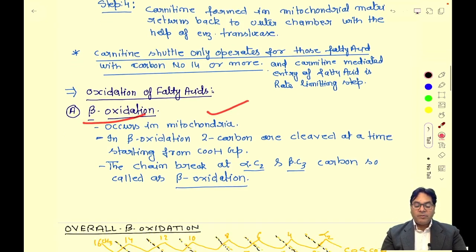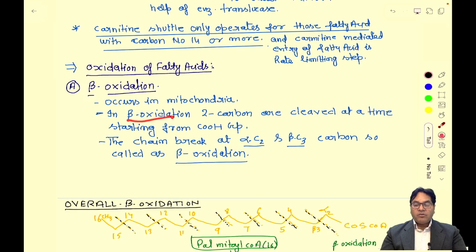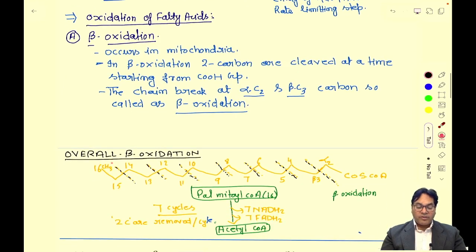It occurs in the mitochondrial matrix, and in beta oxidation, whatever the length of the hydrocarbon chain, in one cycle 2 carbons are eliminated. So for example, if the chain is 16 carbon long, like I have shown it here, then 7 cycles are required, and then at last there will be a 2 carbon molecule left. All right. So the number of turns depends on the number of carbons in the fatty acid, and in each turn a 2 carbon molecule is eliminated.